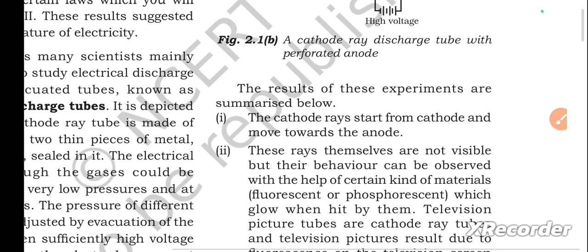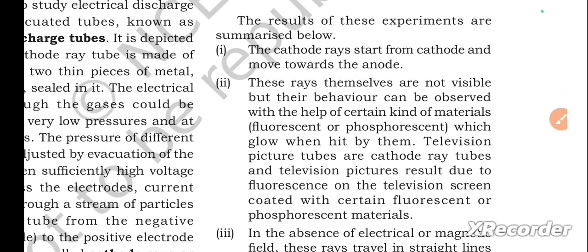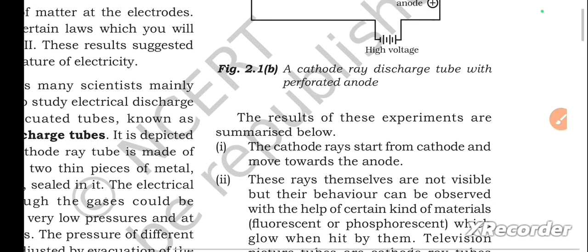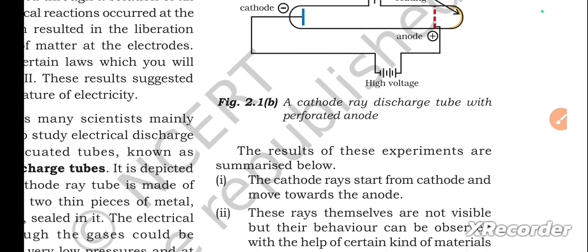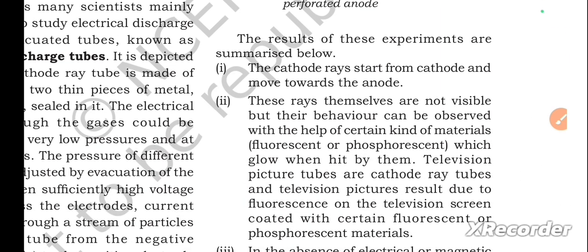2.1a and 2.1b. Next, the results of these experiments are summarized below. First point, the cathode ray starts from cathode and moves towards the anode. Second point, these rays themselves are not visible, but their behavior can be observed with the help of certain kinds of materials, fluorescent or phosphorescent, which glow when hit by them.